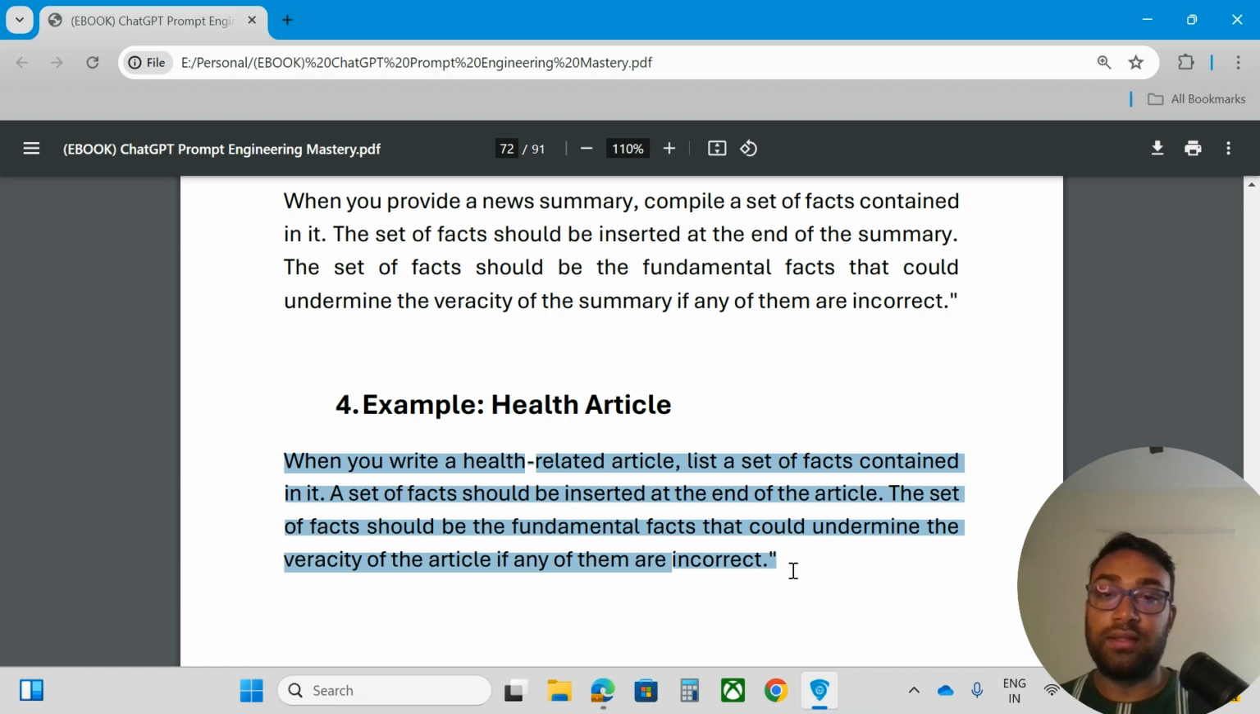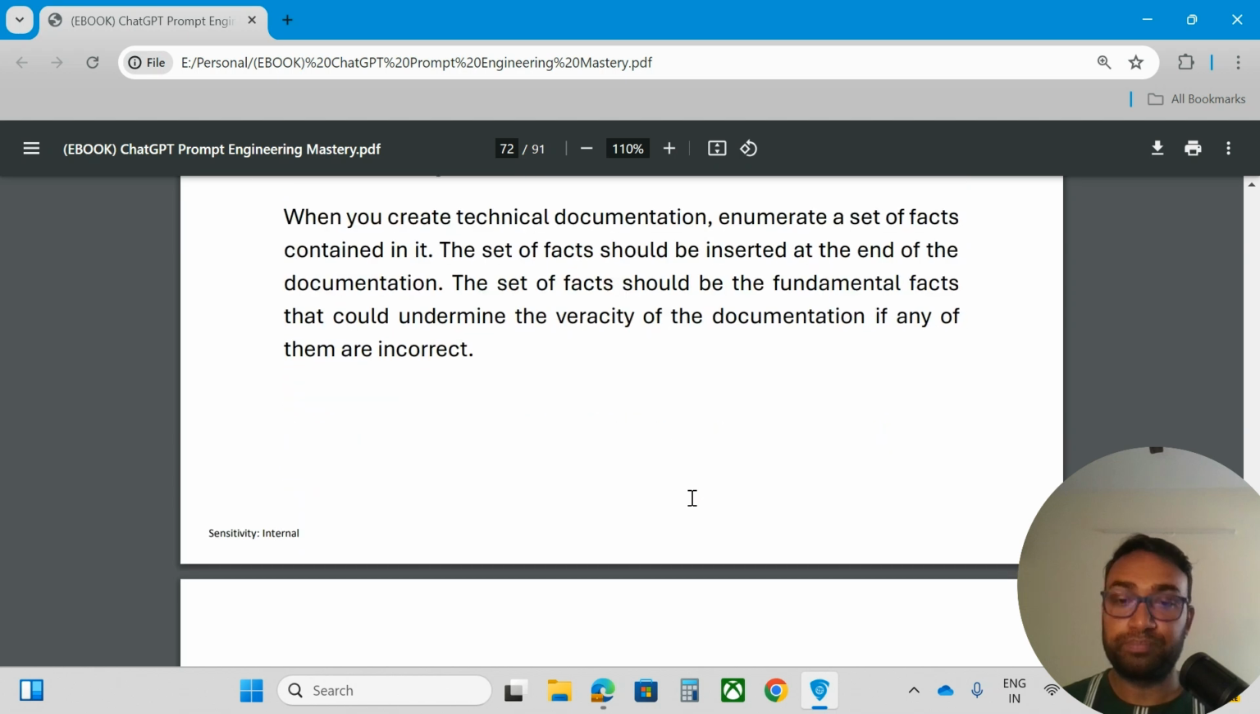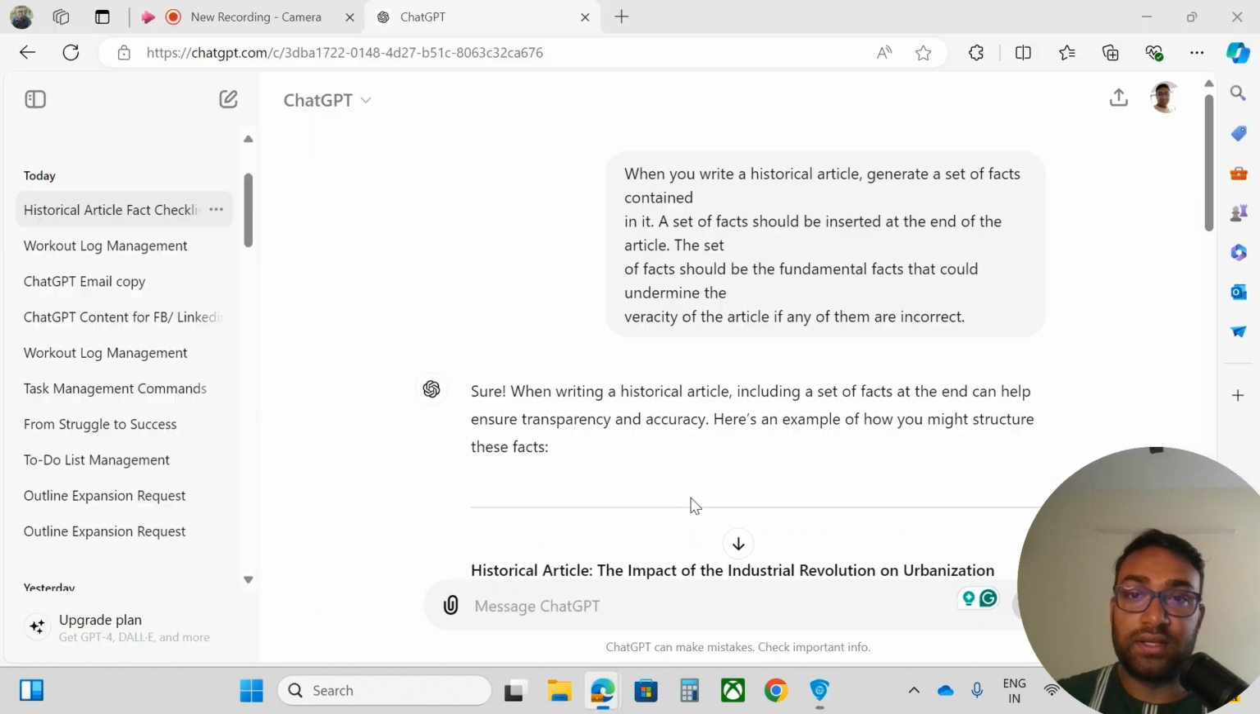And again, I think I have given another example. Example number 5 should be there. It is a technical documentation. Again, when we create a technical documentation, follow this. We have given the details. Okay, so let us practice this example.